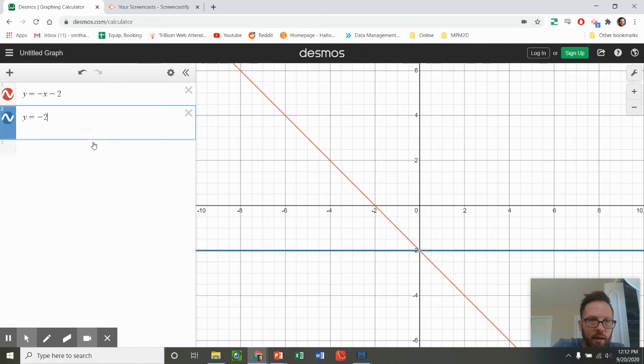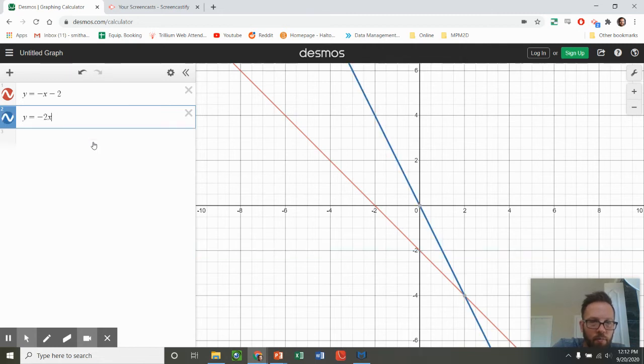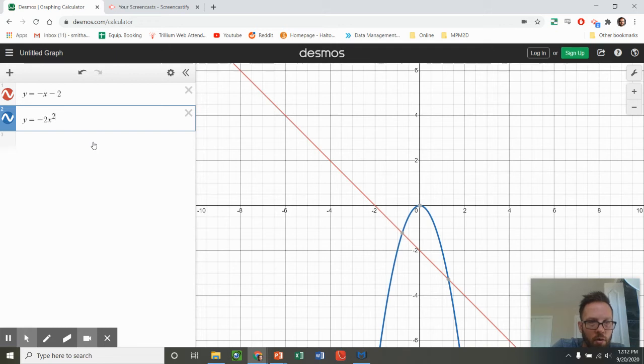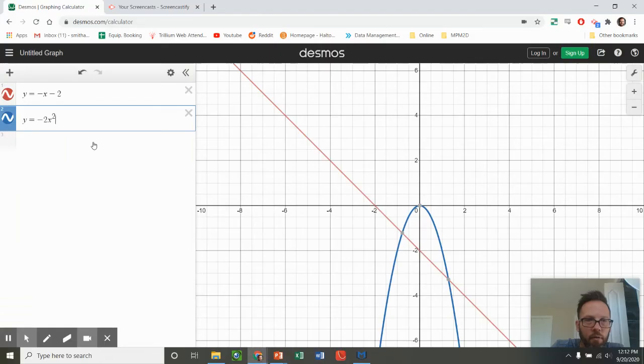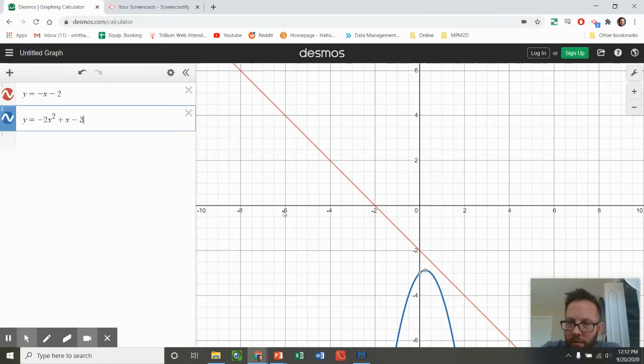y equals negative 2x squared, x squared plus x minus 3. Okay, so we can see that they come close, but these guys actually don't touch.